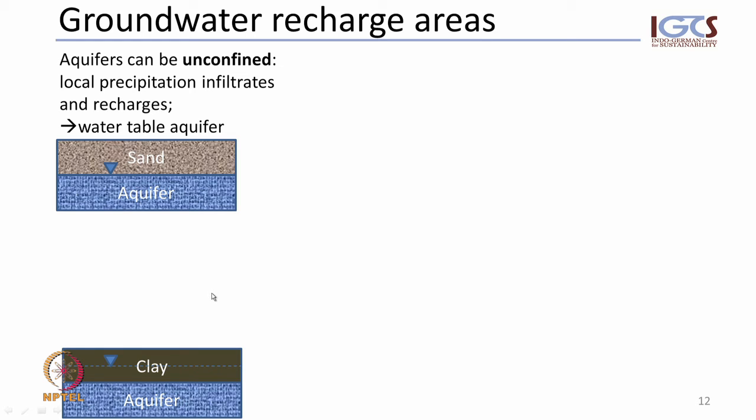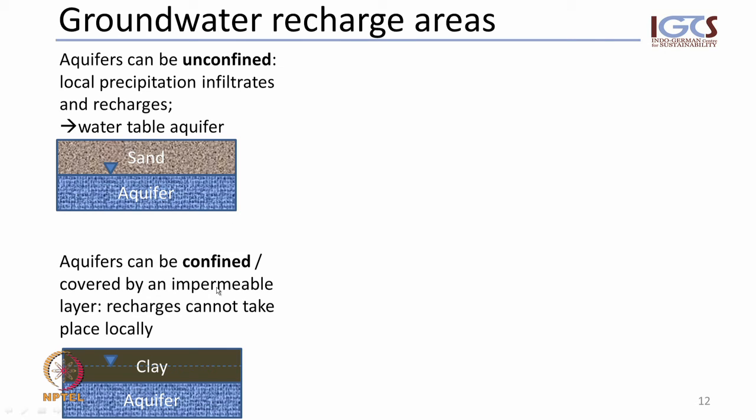A different situation we have here, where we have an aquifer and that aquifer is covered by a clay layer, for instance. It is covered by an impermeable layer. In such a case, we call it a confined aquifer, and there cannot be any local recharge taking place. So recharge must occur somewhere outside, distant from this box area where we observe our aquifer and where we want to abstract water from.